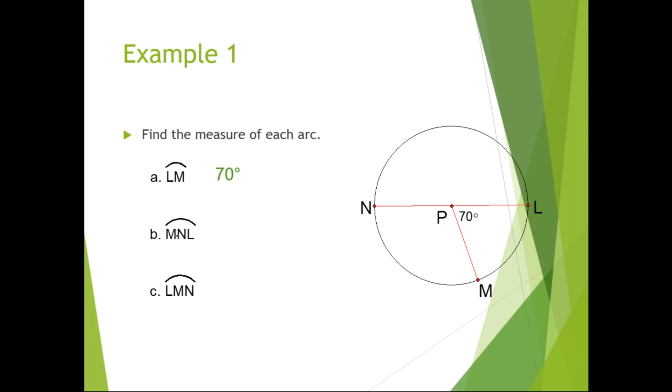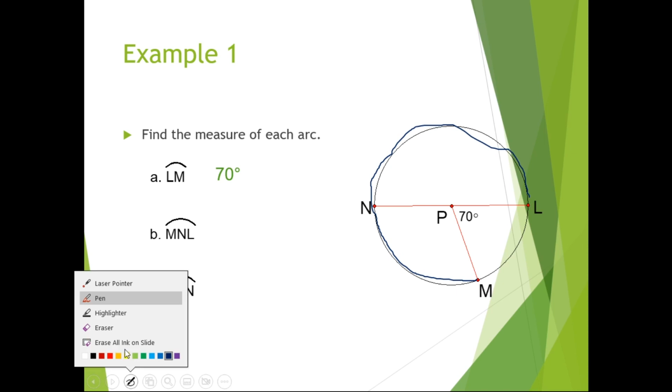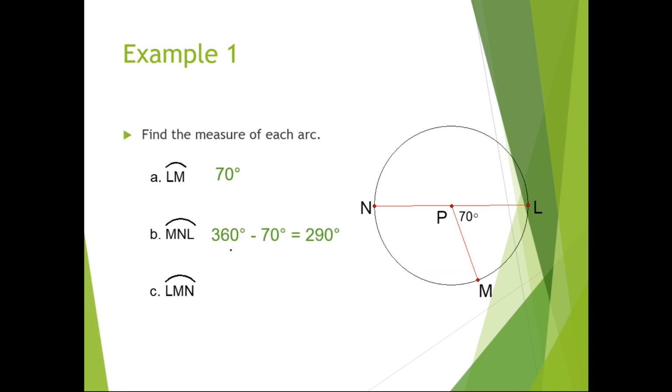The arc MNL. So ang M and L, sobra siya sa half sa circle, it means major arc. That is 360 degrees minus the minor arc, which is 70 degrees. That is equals 290 degrees. How about the arc LMN? So, LMN, that is a semicircle. The measurement of the arc LMN is 180 degrees.